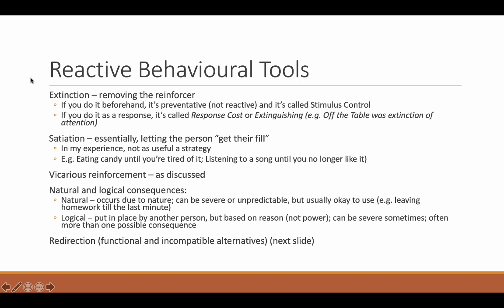Natural and logical consequences are also examples of reactive behavioral tools. We already talked about them in a previous video. Natural consequences occur due to nature, but they can sometimes be severe or unpredictable. Normally, they are okay to use from an ethical standpoint as long as you are making sure they're not too severe and as long as you can be confident to some extent that they will actually occur. Remember, though, we're focused on the proactive positive strategies, so these are not something we always do.